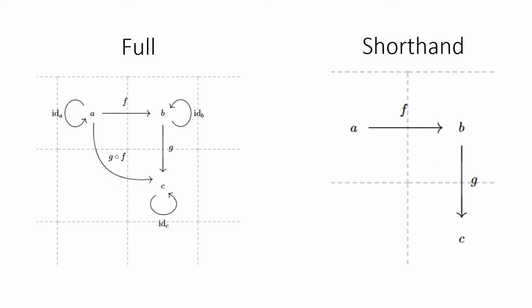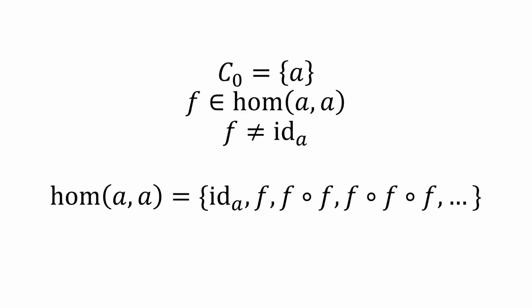Usually, we won't draw identity morphisms and composite morphisms. Their existence is implied when we say that a diagram is meant to represent a category. There is a good reason we use this shorthand. For instance, consider this category of one object. F is a non-identity morphism from A to A, which means we can generate infinitely many potentially unique morphisms by composing F with itself, so we can't draw them all.